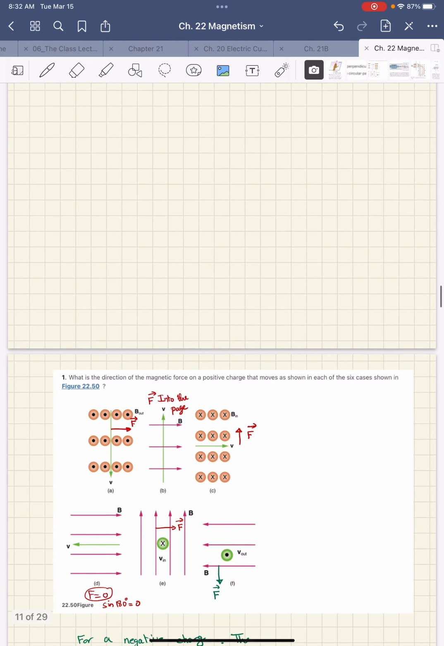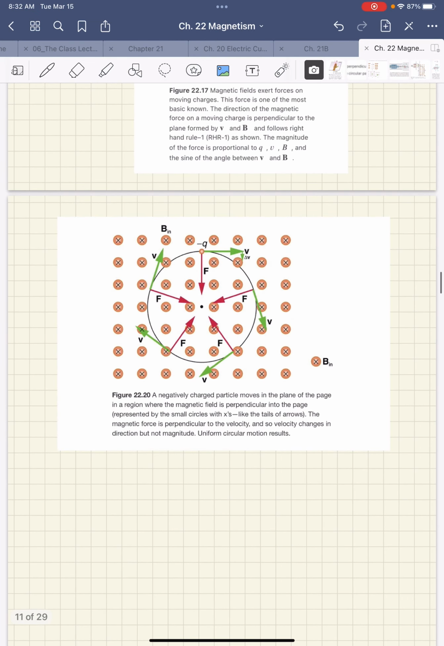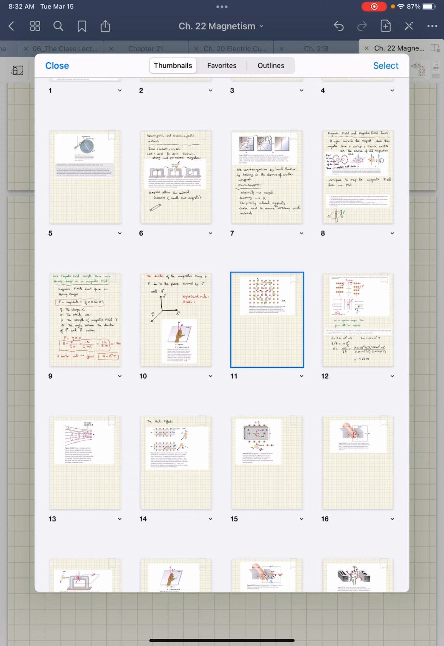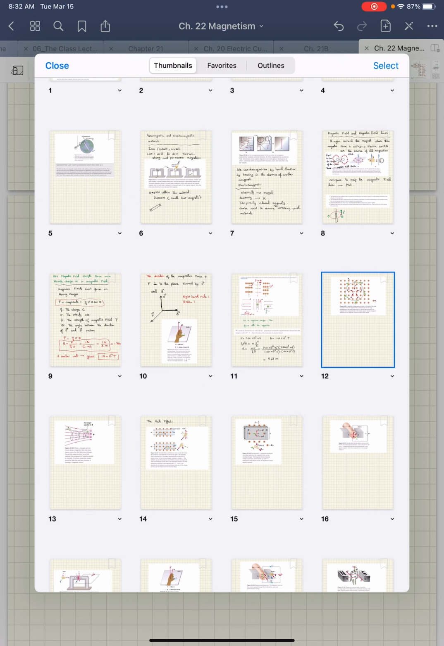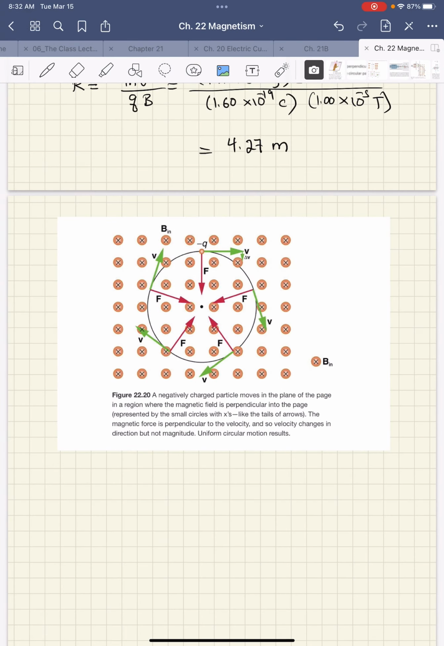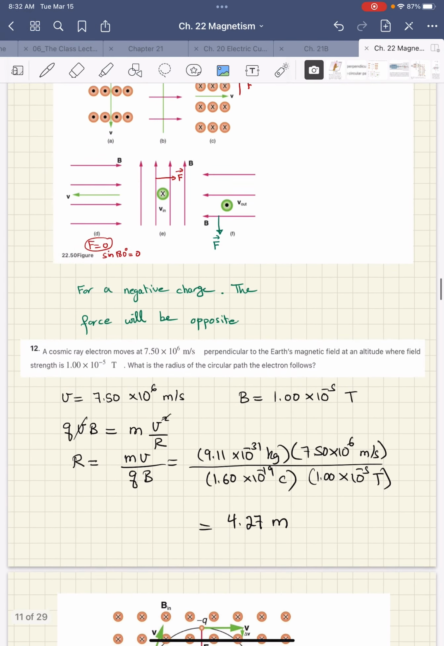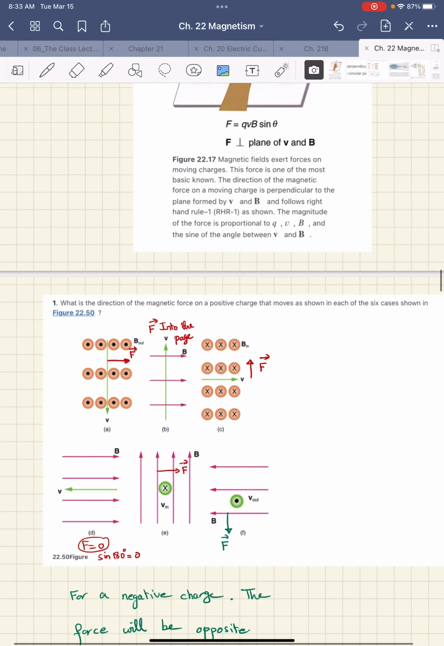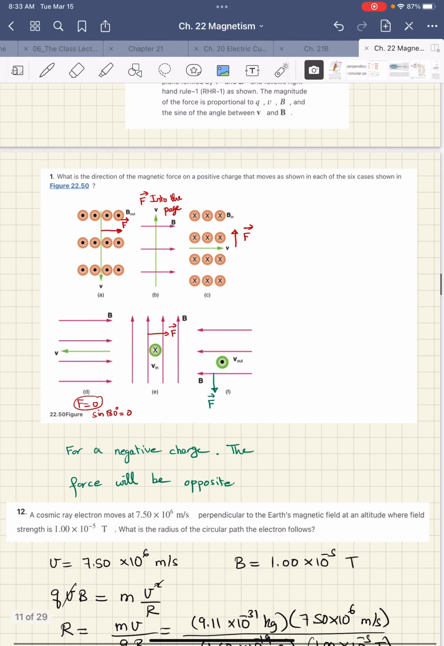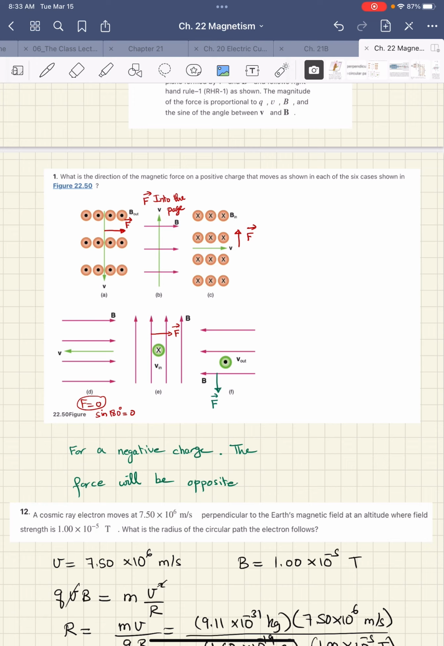Now before this, I also want to do this exercise with you just to show you how we are going to work on these problems. Here, what is the direction of the magnetic force on a positive charge that moves as shown in each of the 6 cases shown in the figure?